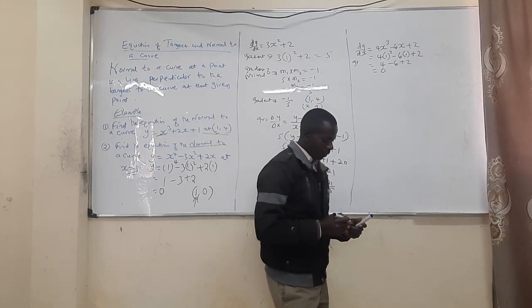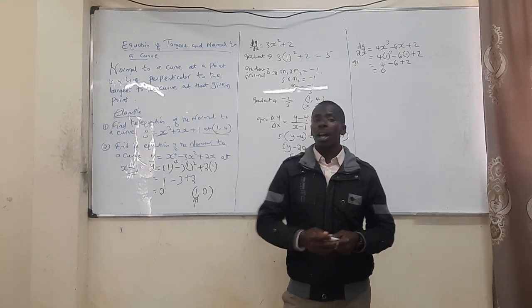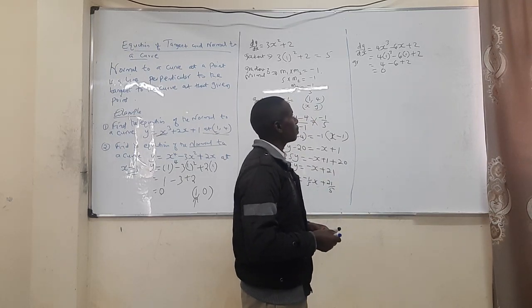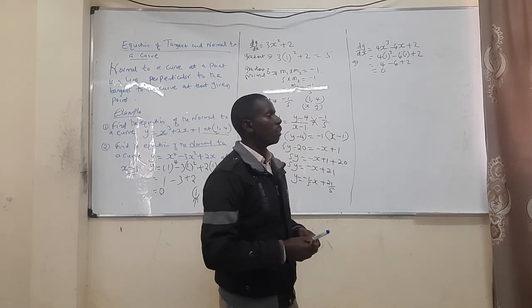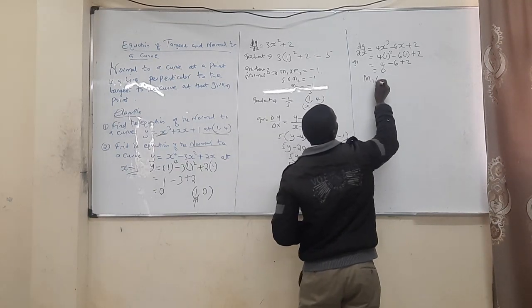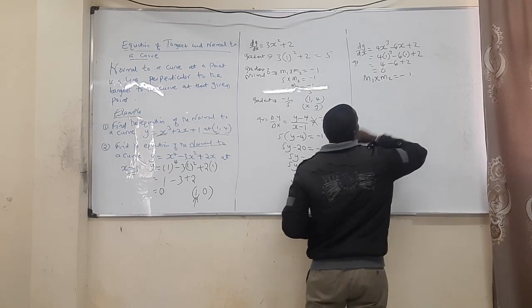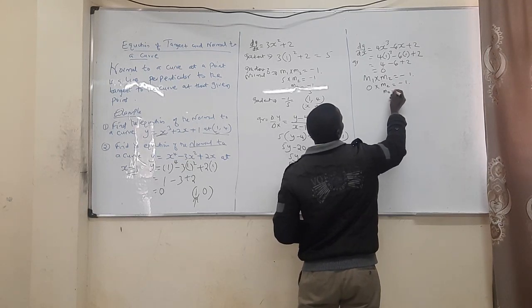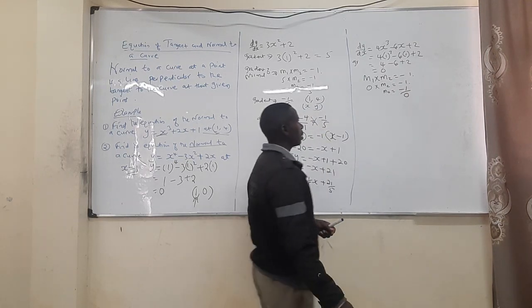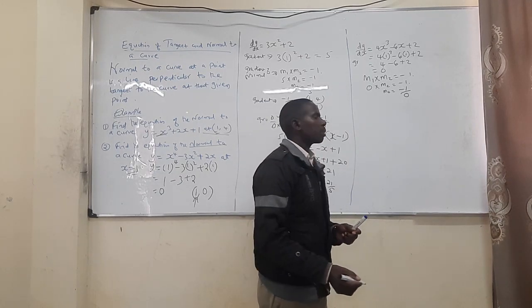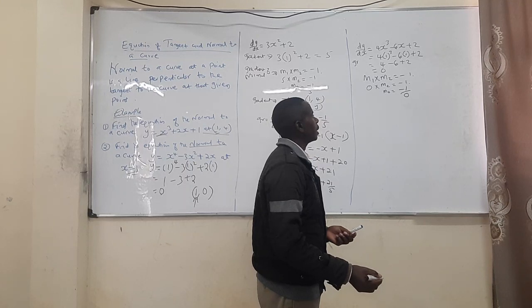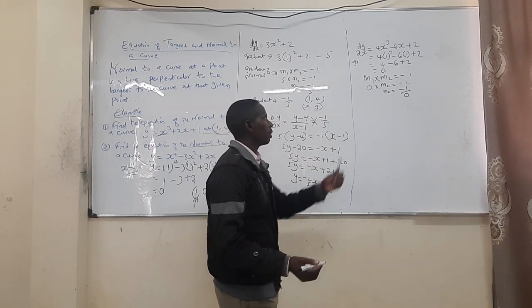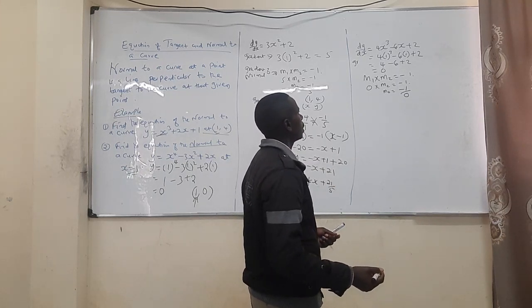That is the gradient of the curve at the point (1, 0), the gradient of the tangent. Now, we want to get the gradient of the normal. We know that m1 times m2 is equal to -1. So you're going to have 0 times m2 is equal to -1, then m2 will be -1 over 0. Of course, -1 over 0 is undefined, as any number divided by 0 is undefined, but we are going to work with it like that for this case.